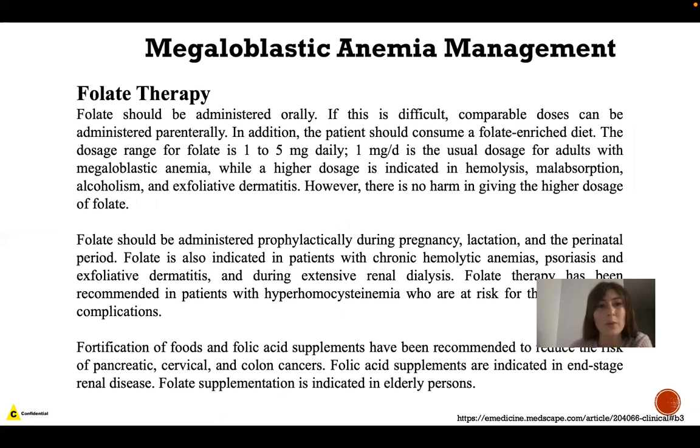Folate therapy. Folate should be administered orally. If this is difficult, comparable doses can be administered parenterally. In addition, the patient should consume a folate-enriched diet. The dosage range for folate is 1 to 5 milligrams daily. 1 milligram daily is the usual dosage for adults with megaloblastic anemia, while a higher dosage is indicated in hemolysis, malabsorption, alcoholism, and exfoliative dermatitis. However, there is no harm in giving the higher dosage of folate.